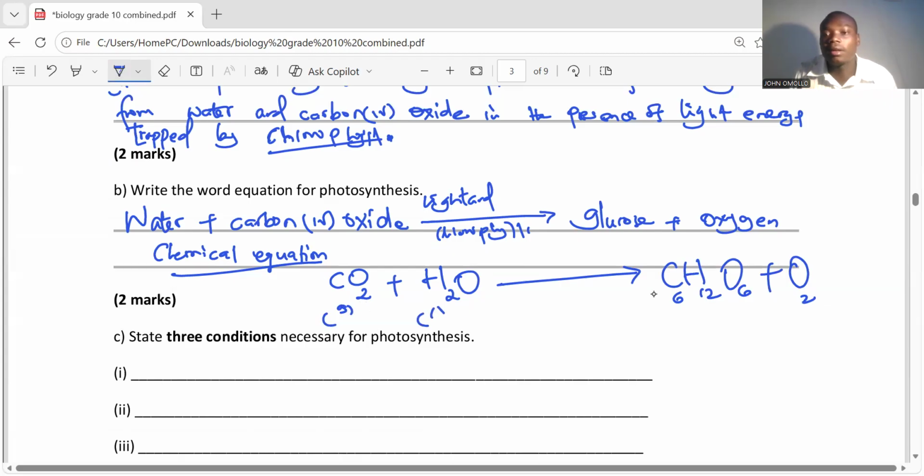So carbon dioxide, this one is a gas. Water is liquid. Glucose, let's give this gas. And then glucose, what is the state for glucose? So we can give it aqueous.